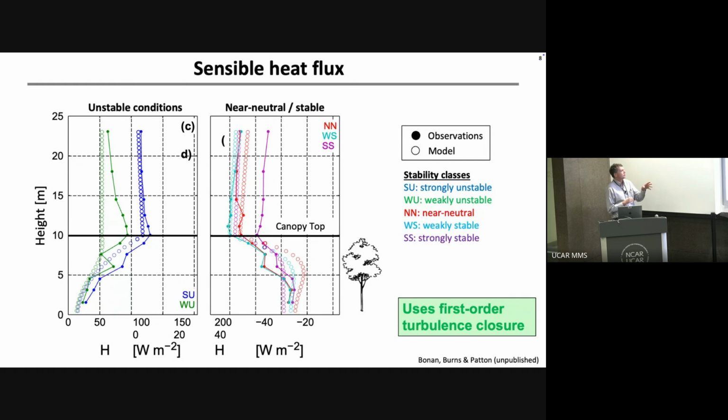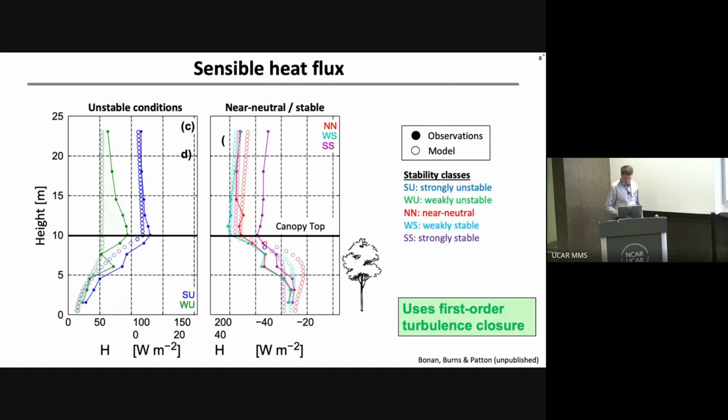On the stable side, you see something different. The lower canopy is a source of sensible heat. What you're supposed to see is actually positive values there on the sensible heat flux in the understory, meaning a source of sensible heat, and negative fluxes in the upper canopy, meaning a sink of sensible heat.